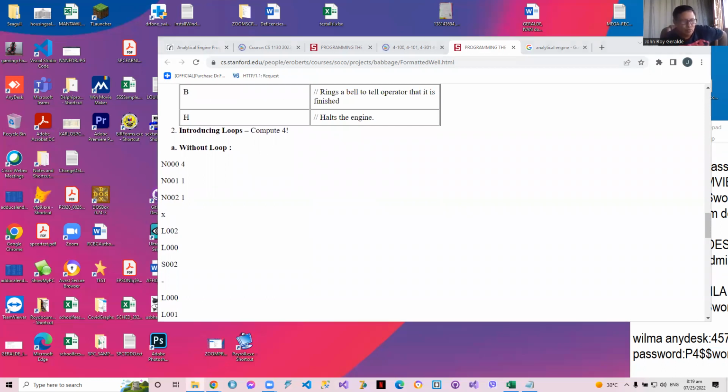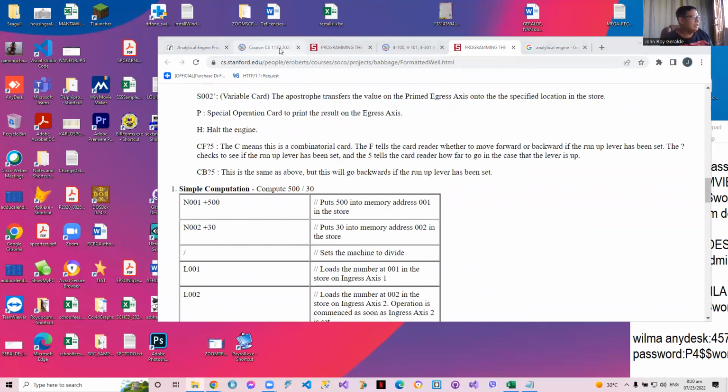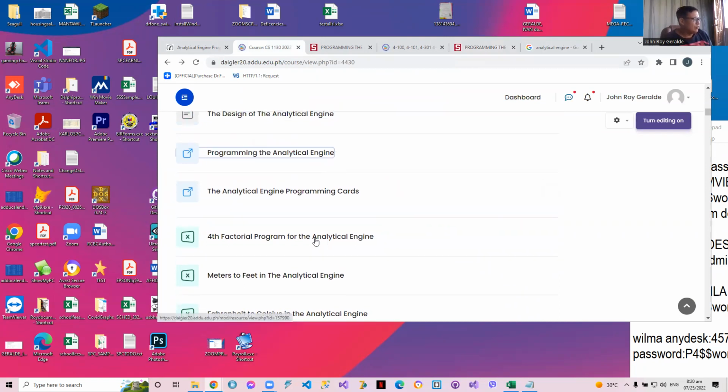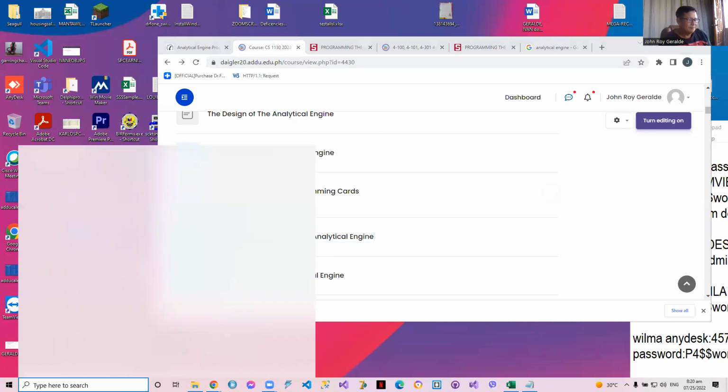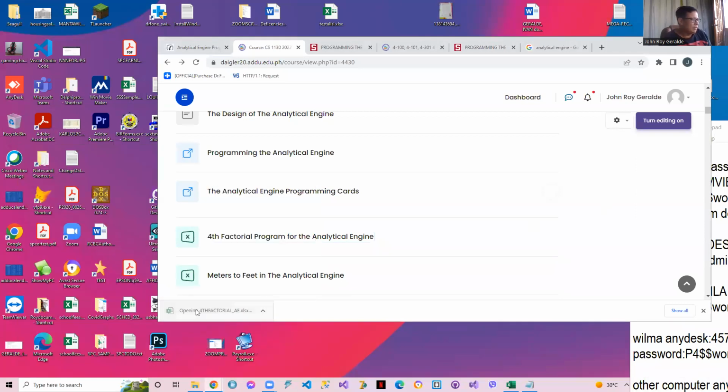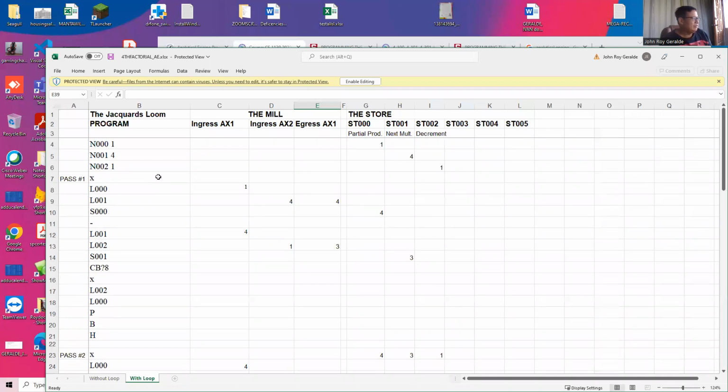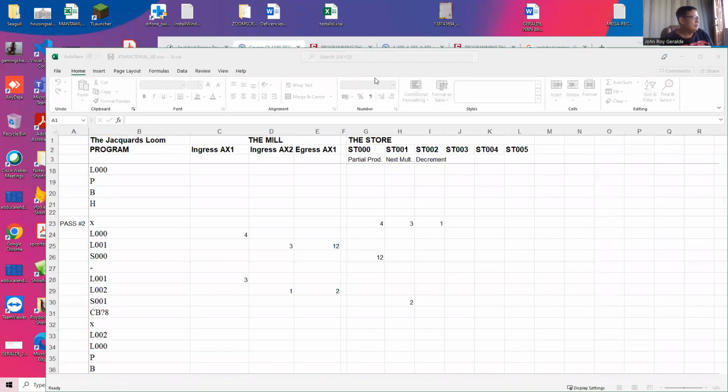So if you have no questions, we'll proceed to the first program, which is the fourth factorial. Okay. It's in our regular files, the fourth factorial for the analytical engine. Can you download this? Okay, download, no? Fourth factorial for the analytical engine. Okay, do you follow?